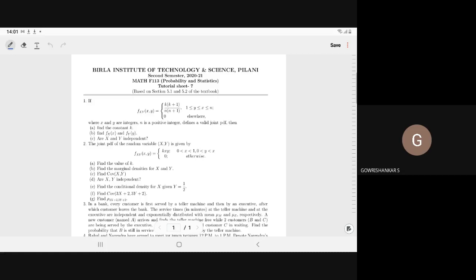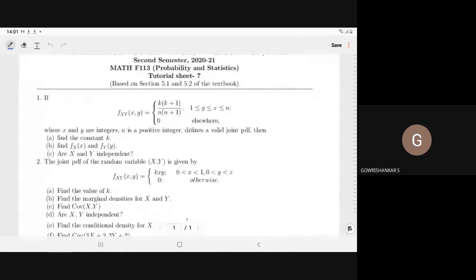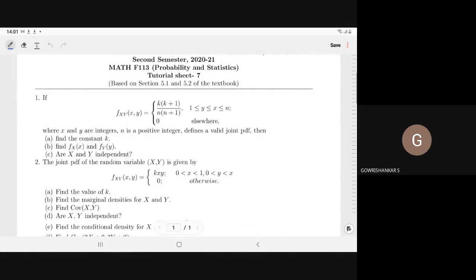Now, post midsem, we have the syllabus of joint distribution and statistical analysis. So here we have the tutorial sheet for the joint distribution. It is tutorial sheet 7. So let us start with question number 1.